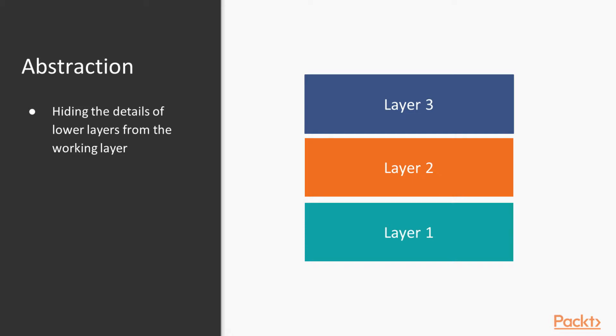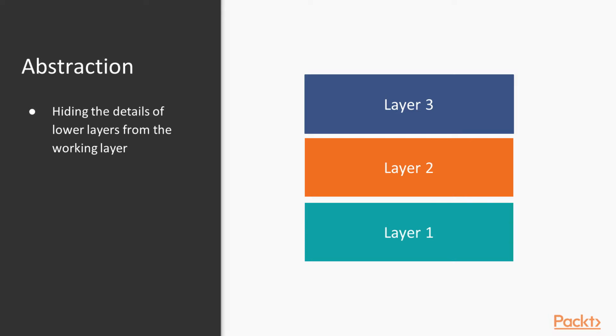Here's the basic idea of abstraction. We want to hide the details of lower layers from the working layer. So there we have a very basic abstraction model with 3 layers. Suppose that layer 1 is hardware, layer 2 is a hypervisor, and layer 3 is the virtual layer. This is where virtual machines and other virtual entities live. The hypervisor manages the relationship between the virtual layer and the hardware, and users are at the very top of this abstraction model and almost every other abstraction model as well.